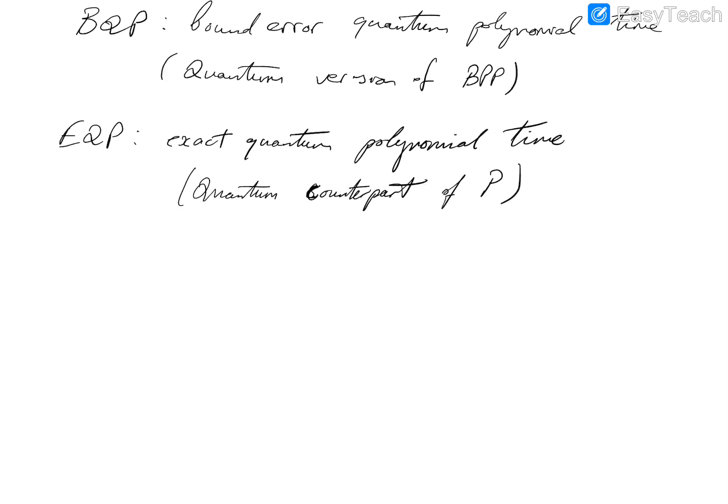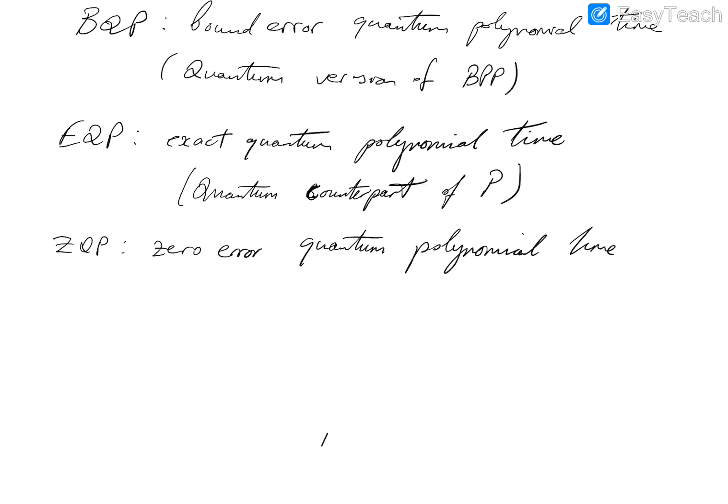Quantum counterpart of the class P. And we finally have the class ZQP. ZQP means zero error quantum polynomial time. And this is the quantum analog of ZPP, as expected. It's defined exactly in the same way.